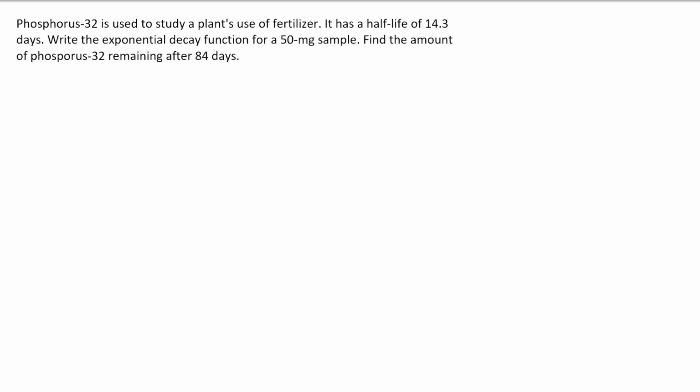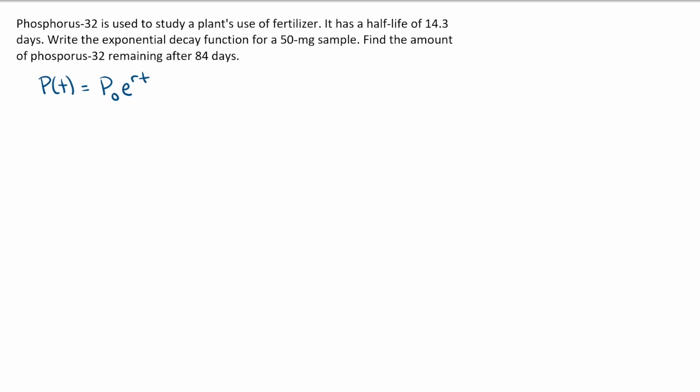Phosphorus 32 is used to study a plant's use of fertilizer. It has a half-life of 14.3 days. Write the exponential decay function for a 50 milligram sample and find the amount of phosphorus 32 remaining after 84 days. So for this one, we're going to use our continuous exponential growth or decay function because we're dealing with half-life. So that equation is P of t equals P0 e raised to the rt power.